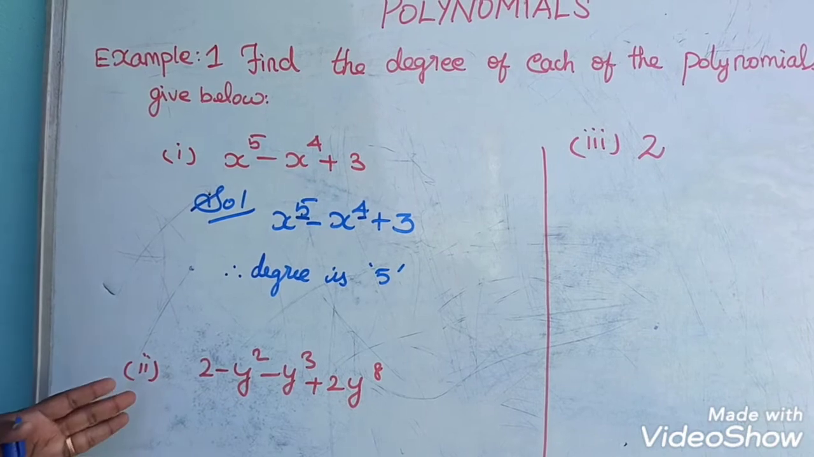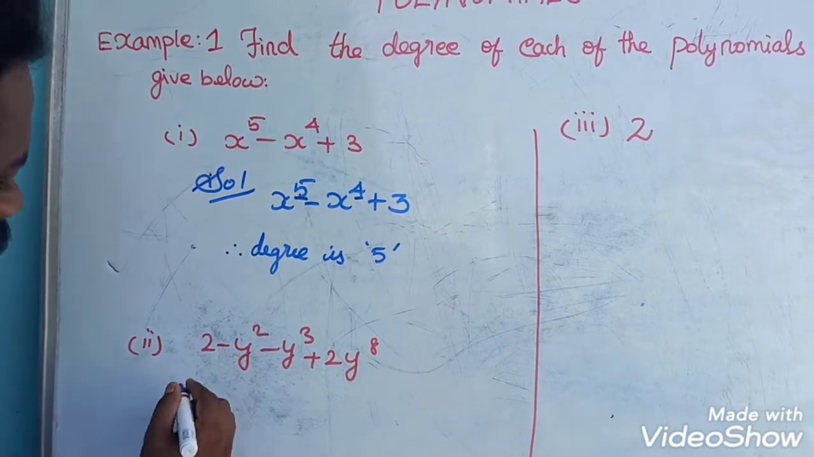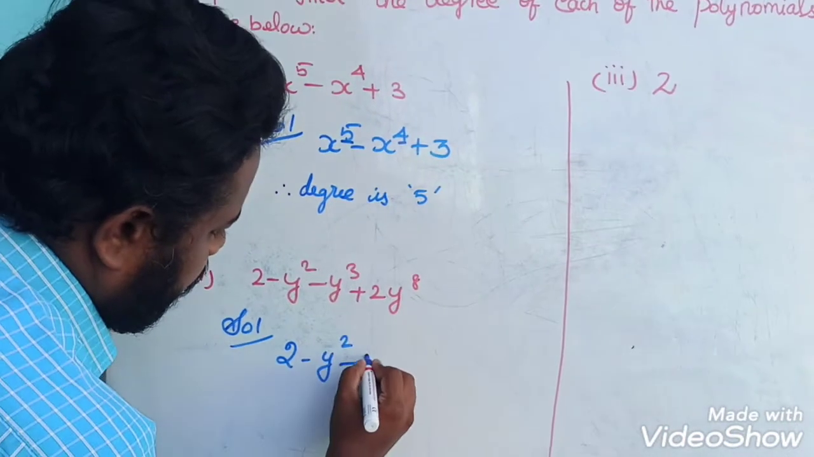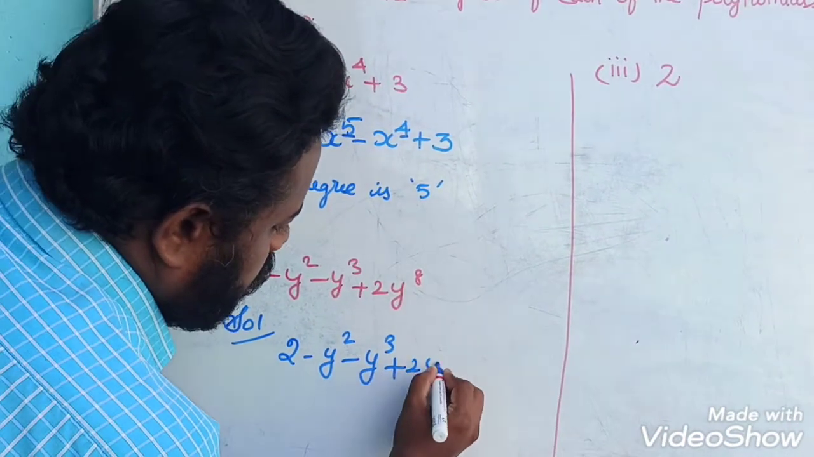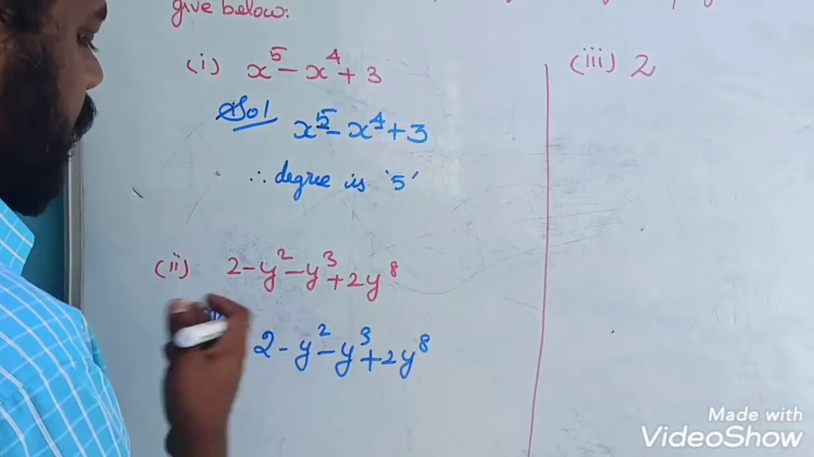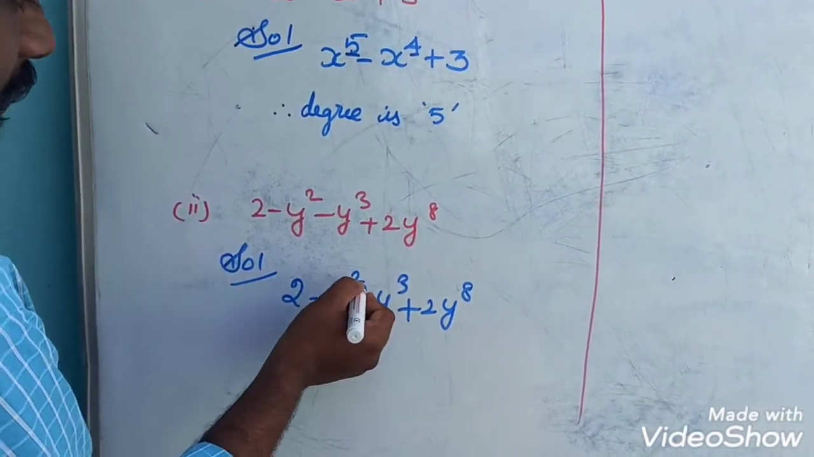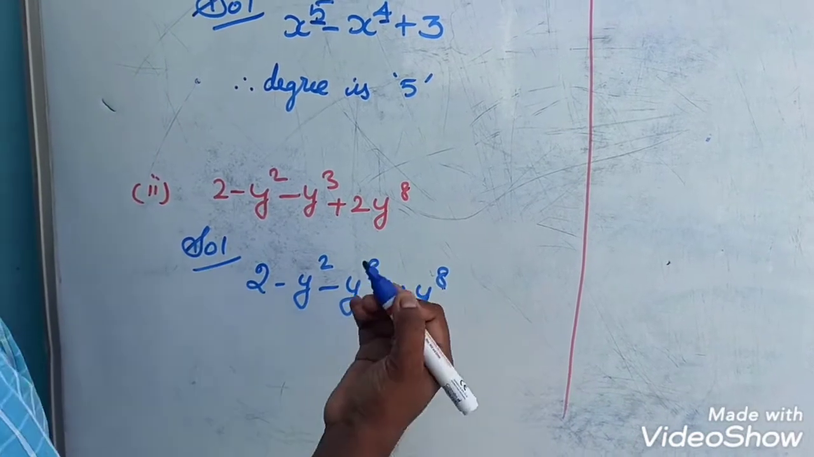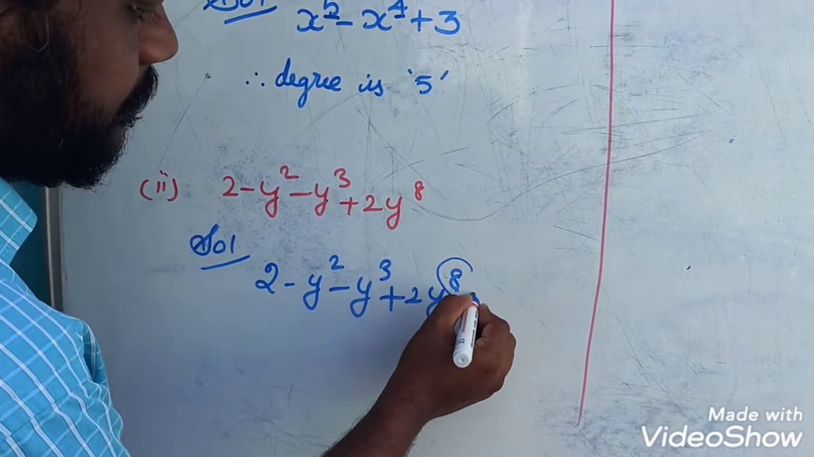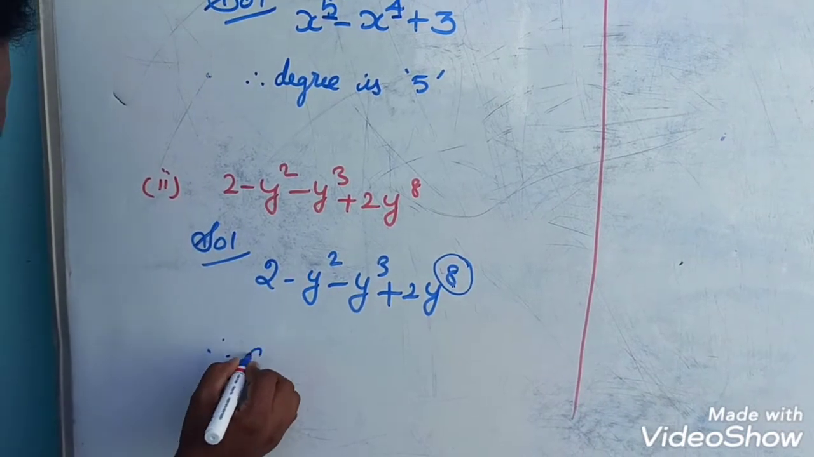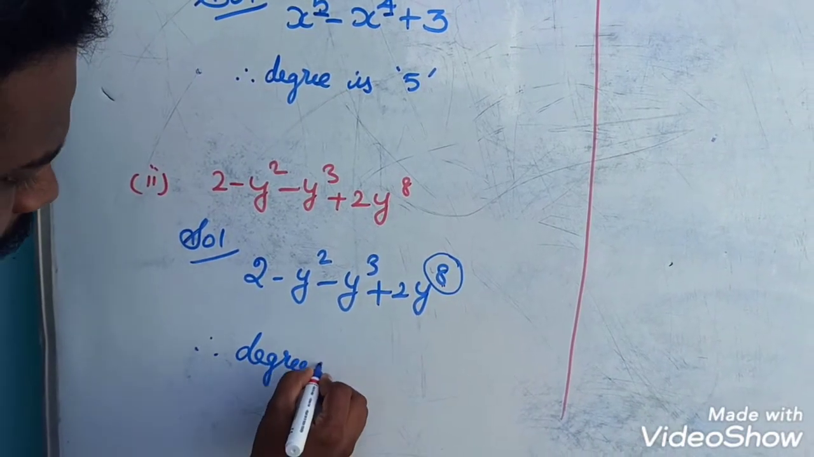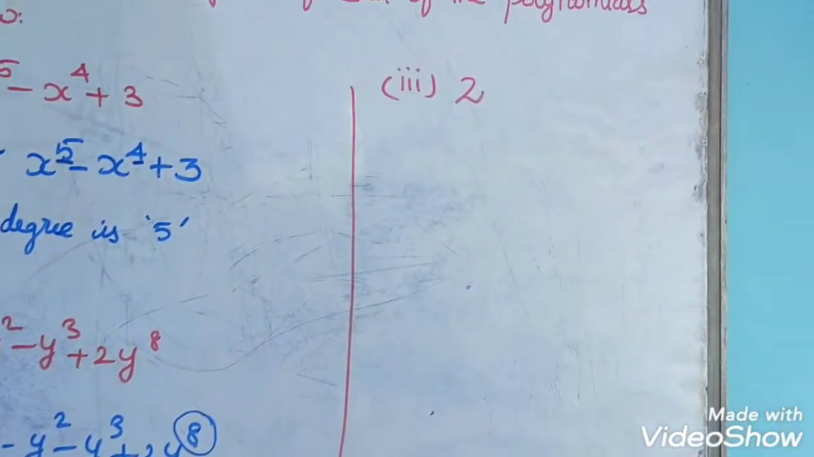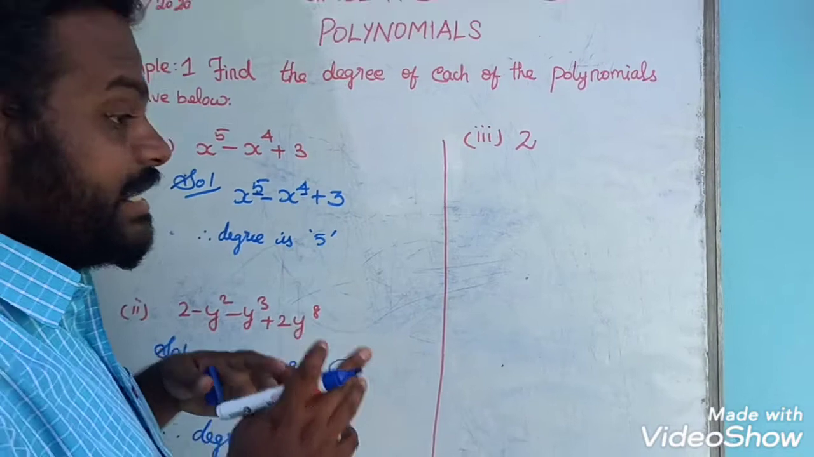The same way here, it's in a rearrangement. So 2 minus y square, y cube plus 2y power 8. You don't need to consider the order. Here the power is 2, here the power is 3, here the power is 8. So this one is the highest power. Therefore, the degree is 8.